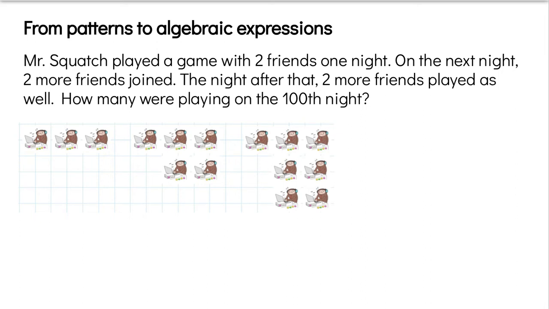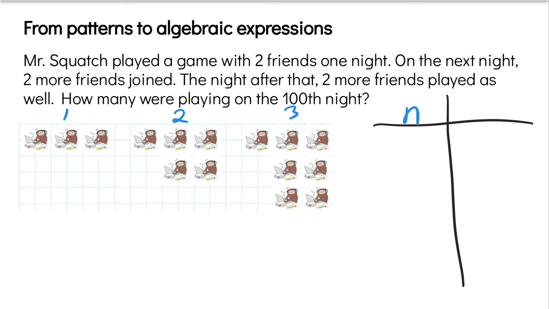Now the way I'm going to start is by labeling our terms. This is the first term, the second term, and the third term. The next thing I'm going to do, in order to get this into an algebraic expression, is to make our table of values. In this case, our term number is going to be labeled n. So this is where our 1, 2, 3, 4, and 5 will go.